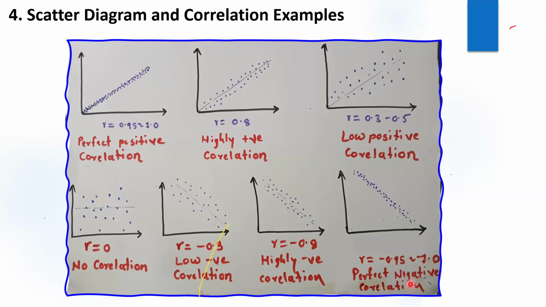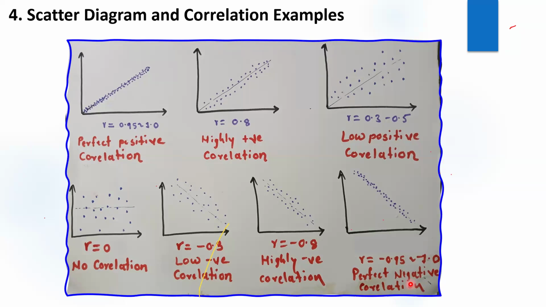So this is called a scatter diagram. Depending on the value of R, we can say whether it is positive or negative. When R is positive, it is a positive correlation. When R is negative, it is a negative correlation. When the R value is 0.3, it is a low positive correlation. When the R value is minus 0.3, it is a low negative correlation.